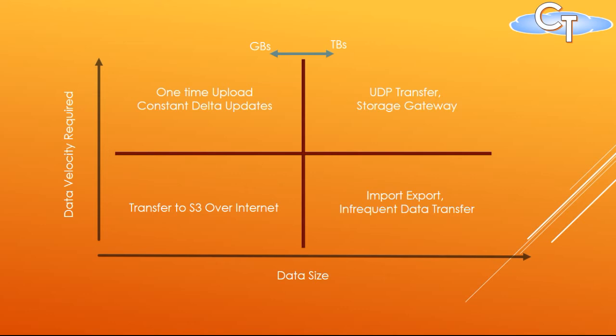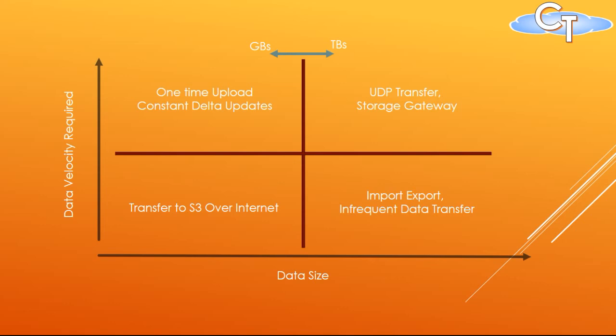For the first bracket, where the size of the customer's data is in GBs and the data doesn't change so frequently, the customer can look at moving the data from on-premises to AWS by transferring over the internet using FTP or UDP protocols, and he can transfer that data to AWS S3. This is because the data is in GBs, it is of less capacity, and the data is not changing so frequently.